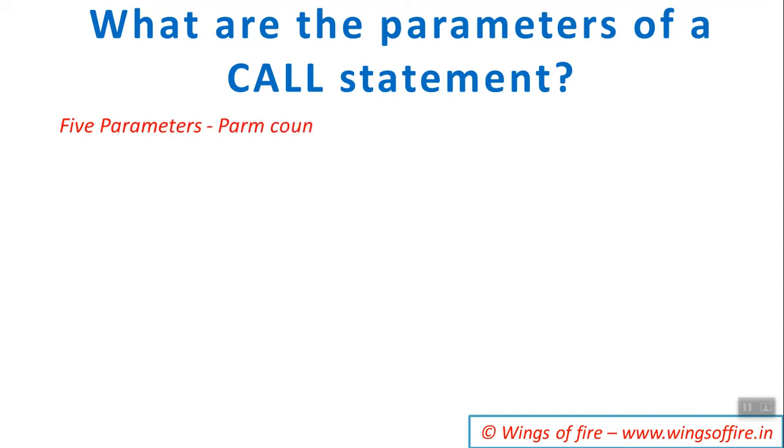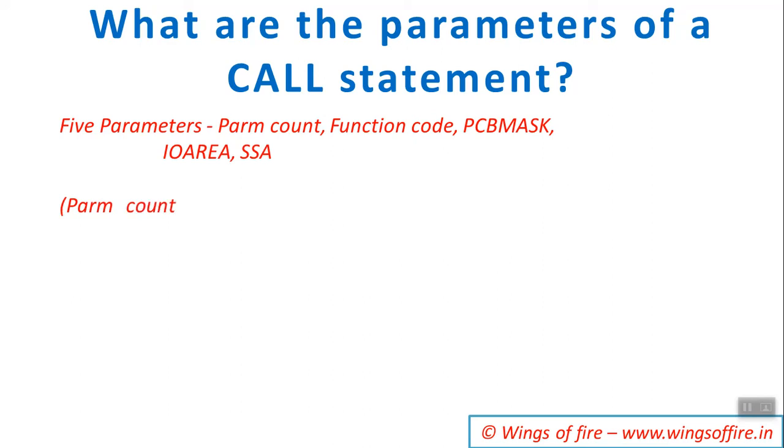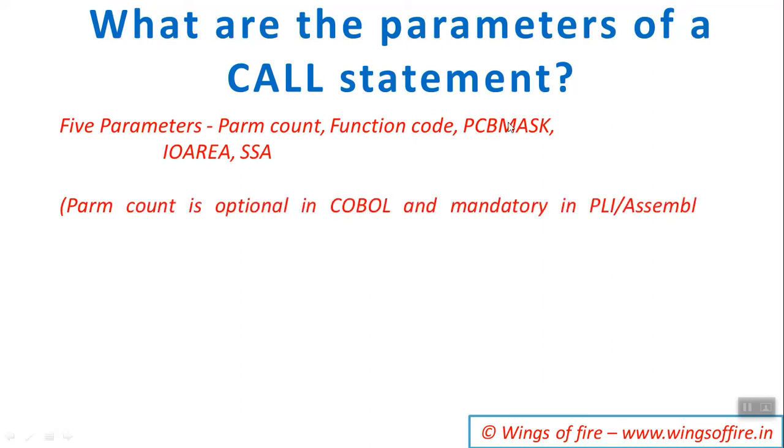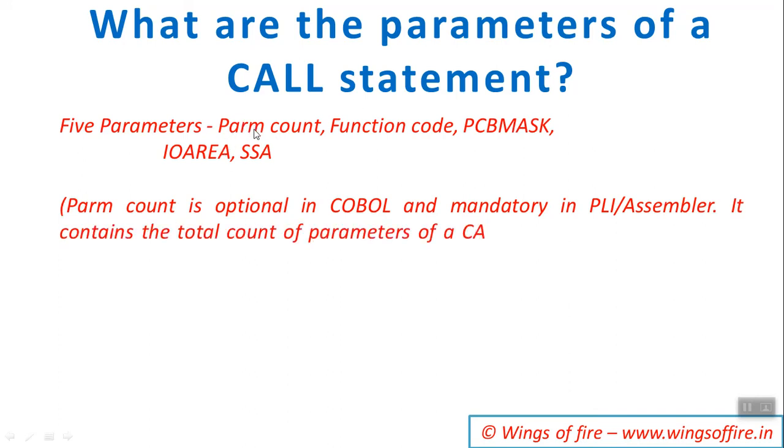Out of these 5 parameters, the PARM count will contain the total number of parameters in the call, including the PARM count. So if we give PARM count, function code, PCB mask and IO area, PARM count will have 4 as a value. If you have SSA also, PARM count will have 5 as value. PARM count will be S9(4) COMP, 2 bytes binary. It's optional in COBOL while it is mandatory in PL/I and assembler.